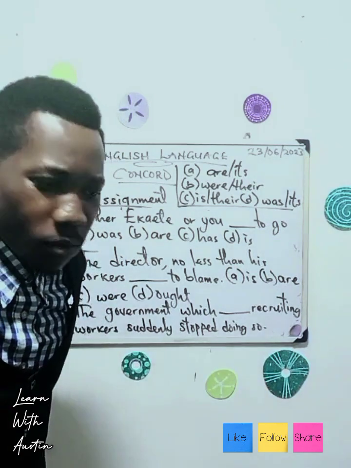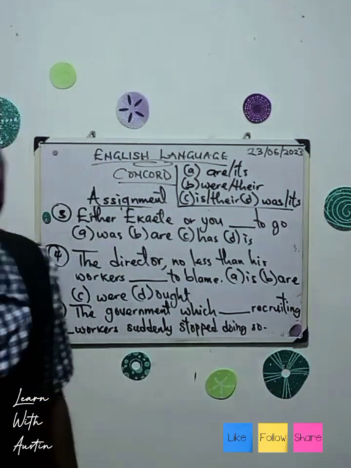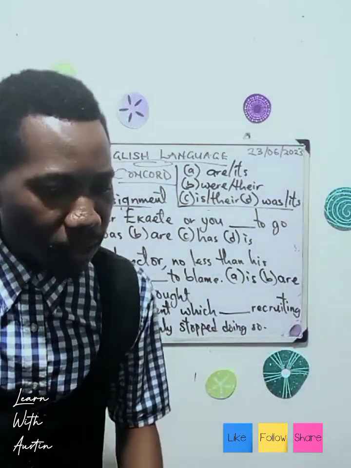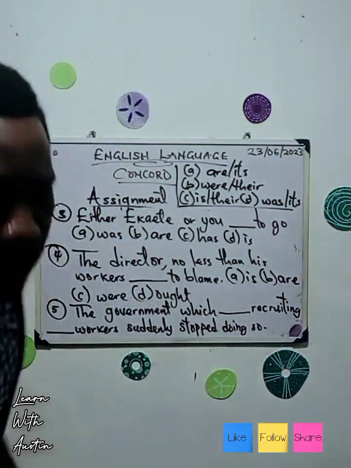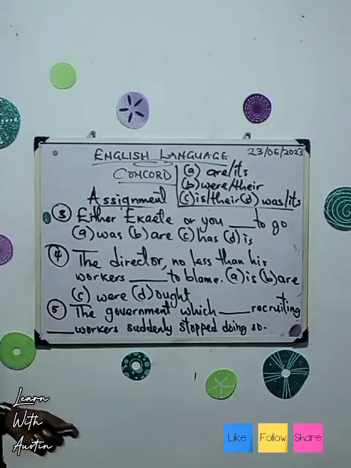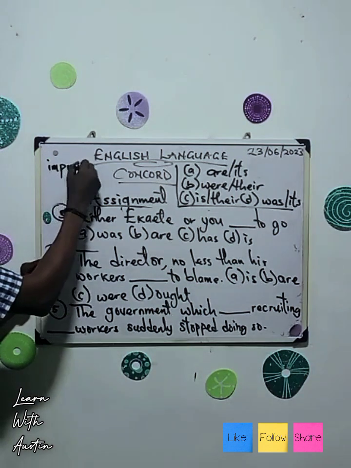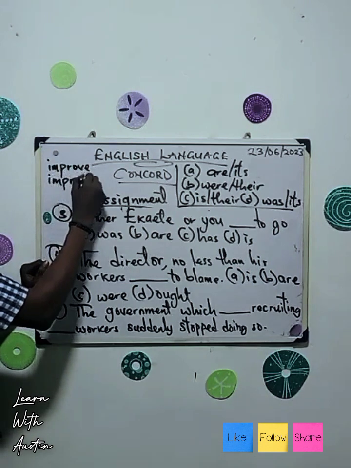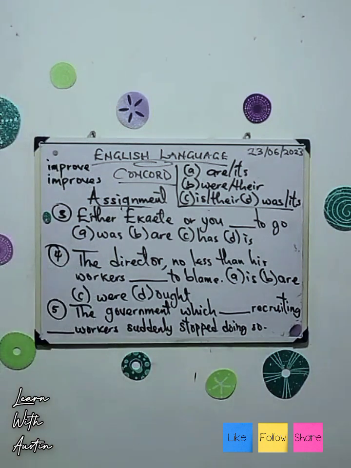I don't get the number one question. The number one question says three quarters of the physics class dash: A, improve; B, improves with no S; C, are improving; and D, is improving.